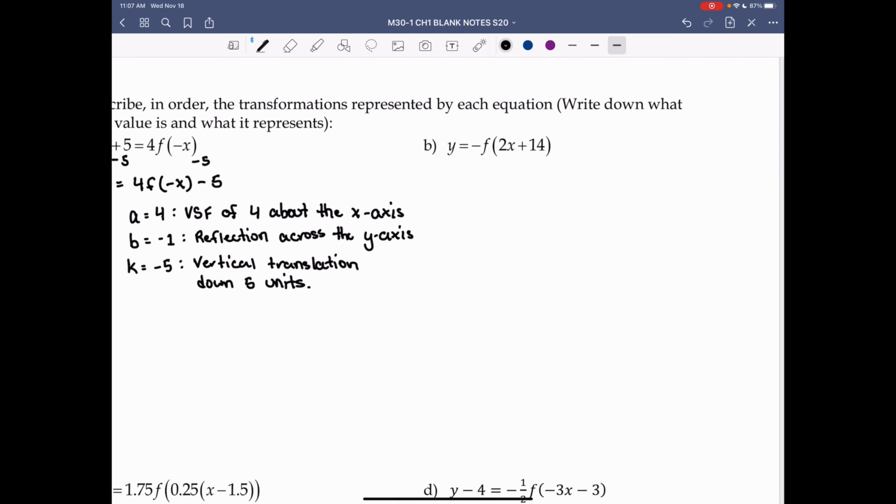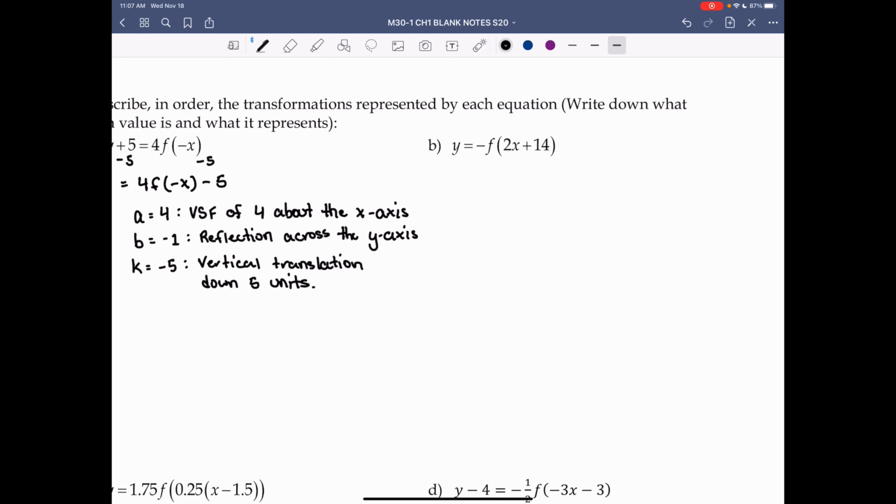B, y equals negative f bracket 2x plus 14. This, you should see, is not factored, so you need to make sure that you factor. Then it becomes y equals negative f bracket, we can factor out 2, then we have bracket x plus 7 close bracket close bracket. So now we have that a equals negative 1, which is a reflection across the x-axis.